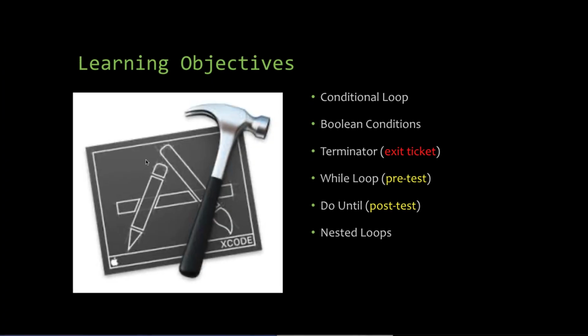So in this tutorial, we've actually looked at the conditional loops, we've looked at boolean conditions, we've looked at terminators, which are our exit tickets out of loops. We've had a look at the pre-test loop, the while loop, also the post-test loop, which is do until or repeat while, and also we've had a look at the nesting of constructs and the nesting of loops.